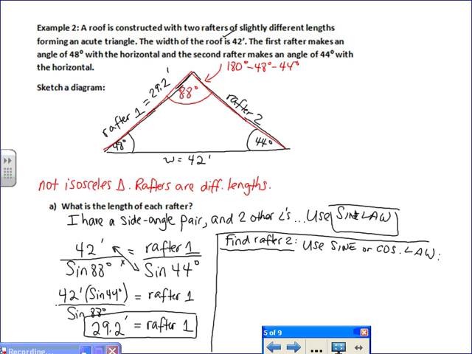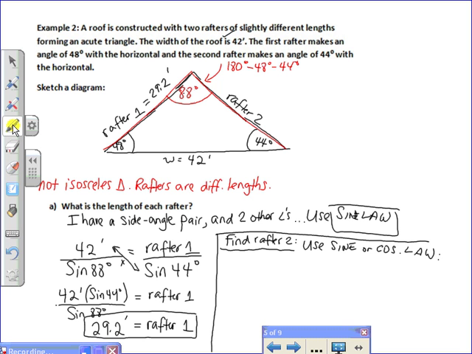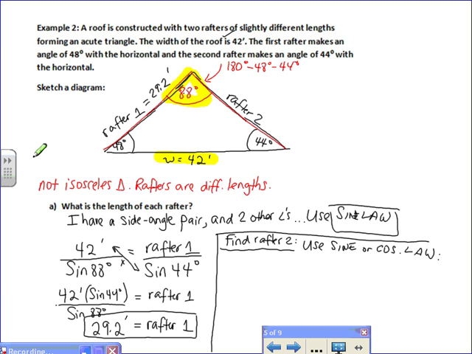I'm going to use sine law because it is a really straightforward one. And I'm going to use the exact same side-angle pair that I used when I found rafter 1. So I'm going to use this 42 feet across from 88 degrees as my ratio, and I'm going to set that equal to the ratio of rafter 2 over sine of 48 degrees. So I'm going to do the exact same thing here.